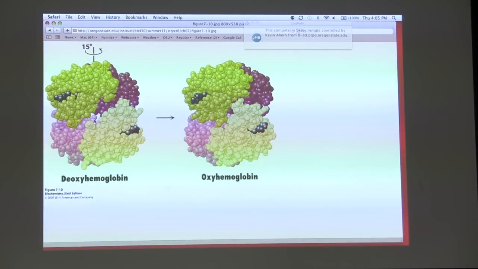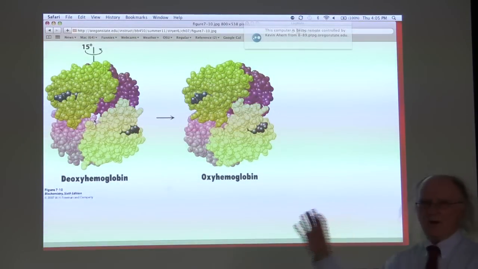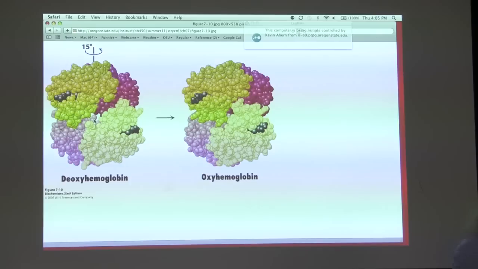So in addition to the cooperativity that I talked about before, here is another specific mechanism that can be used to give oxygen to cells that need it the most because they're rapidly metabolizing. Rapidly metabolizing cells need the most oxygen.